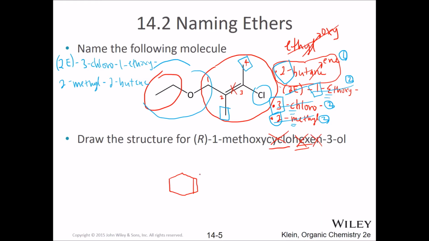3 ol. Okay. 1, 2, 3. 3 ol. Taking care of that. 1 methoxy. Taking care of that. Okay, and R. So it looks like this is the only stereogenic center here. It's going to be either that or that.